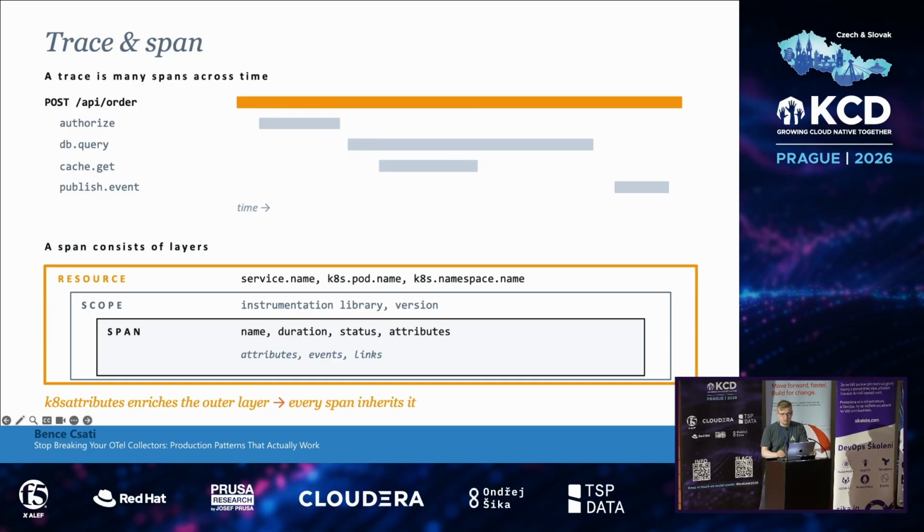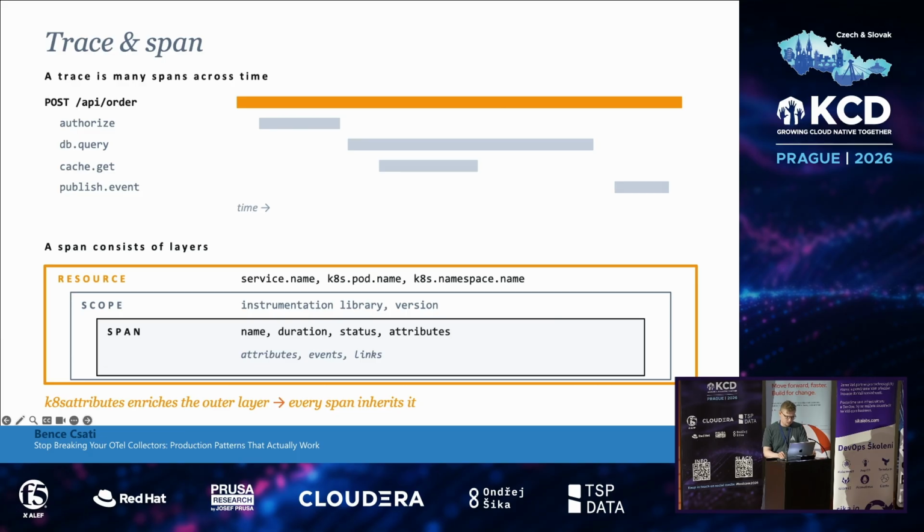But I like to think of spans as an analogy of an onion, because it consists of layers. The outer layer is the resource, which we enrich with Kubernetes attributes, for example, like the service name, the pod name, and the namespace name. You have scope in the middle, which consists of the instrumentation library used, some specific version, and other metadata.